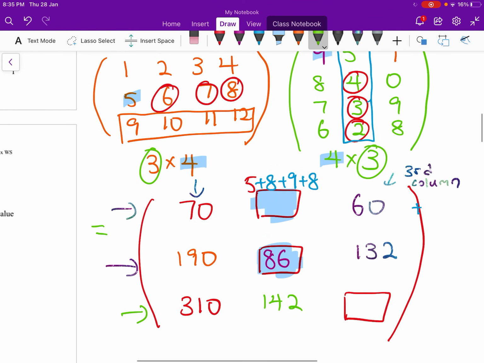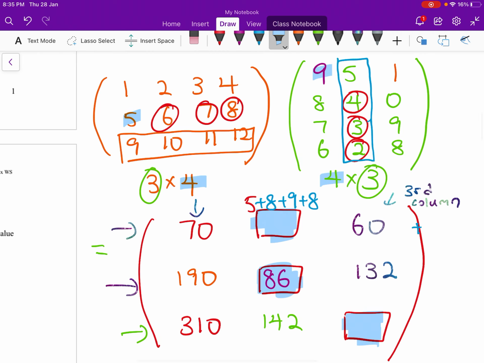Last but not least, which we are doing is the third row. This is the third row, right? But it's also the third column. Our third row we still keep, just that we move on to the third column. So this is the column.